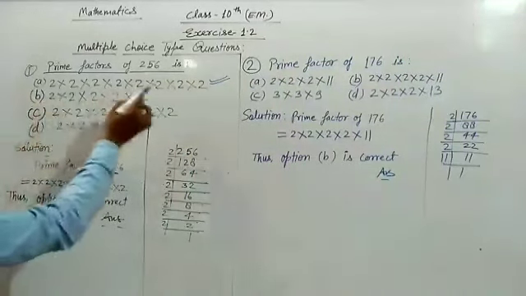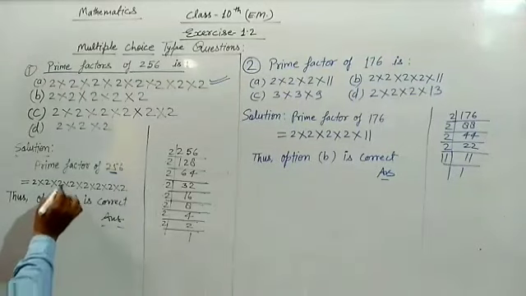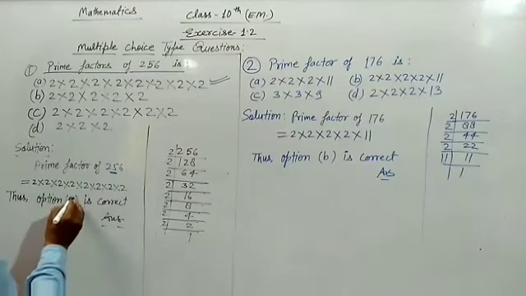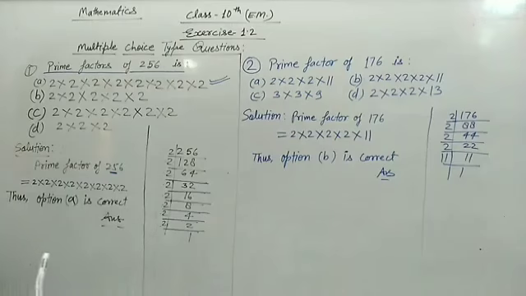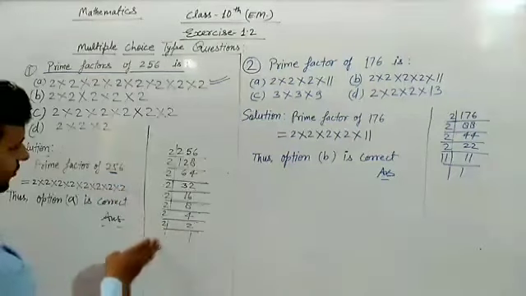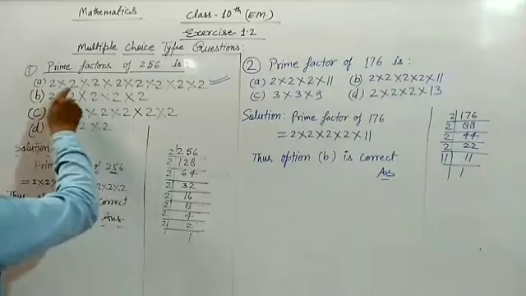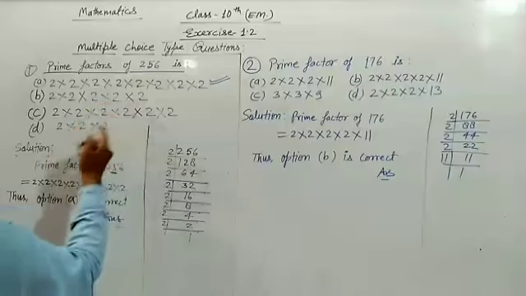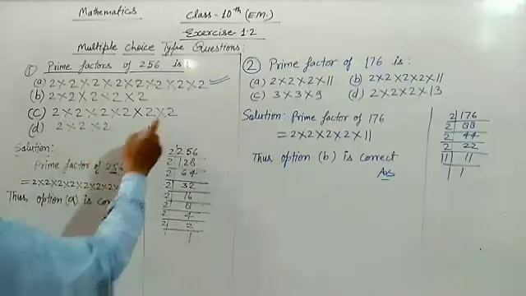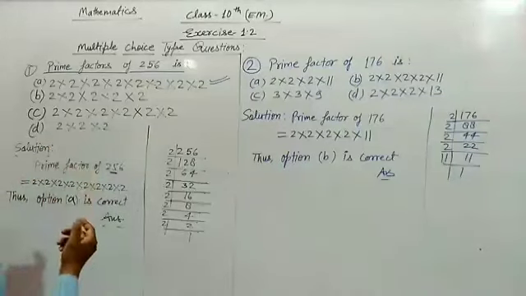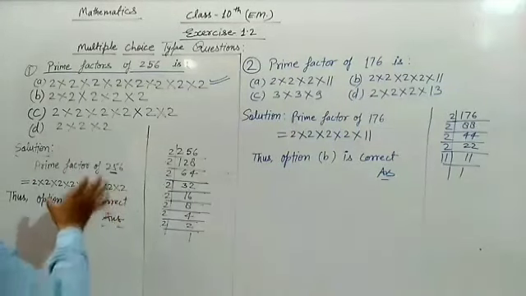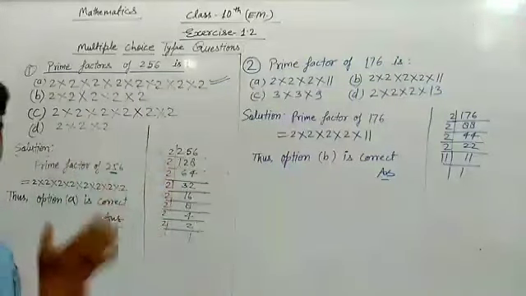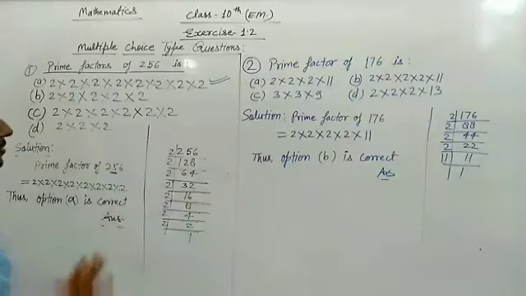So our option A is correct. Clear? Because we got 8 times 2. We can count here 1, 2, 3, 4, 5, 6, 7, 8, and here 5 times only, here 6 times only, here 3 times only. We have to search for the option which consists of 2 multiplied by 8 times, so option A is correct.